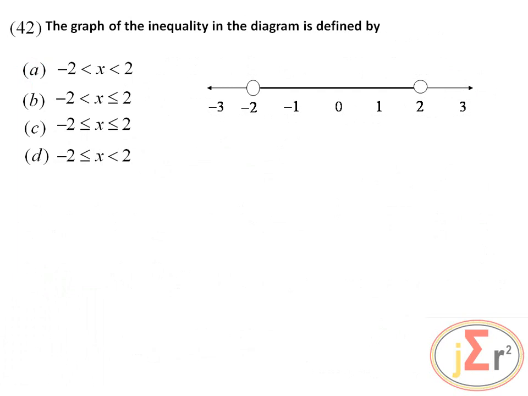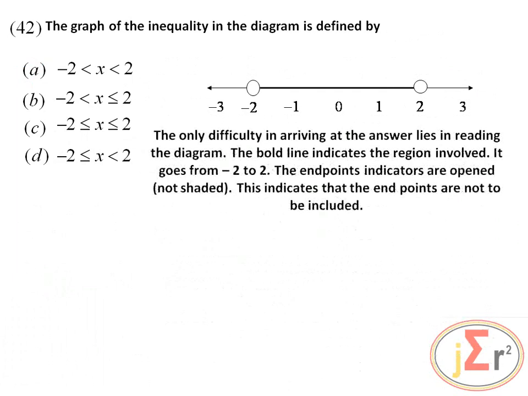We need to determine which of those options will represent the graph of the inequality that we have right there. The only difficulty in arriving at the answer lies in reading the diagram. We must be able to read that diagram that has all the numbers and, of course, this device that we have right here. So the greatest difficulty lies in reading the diagram.